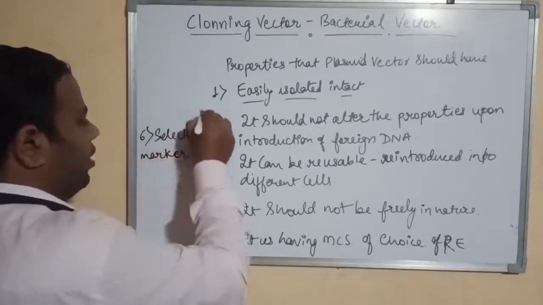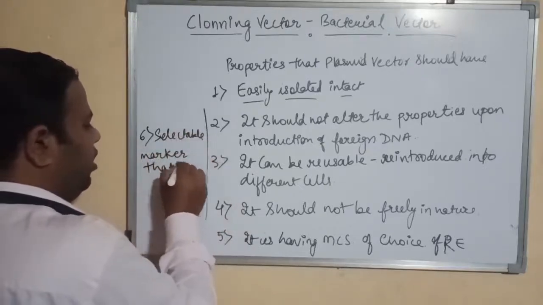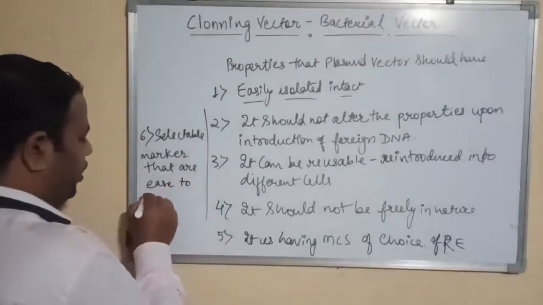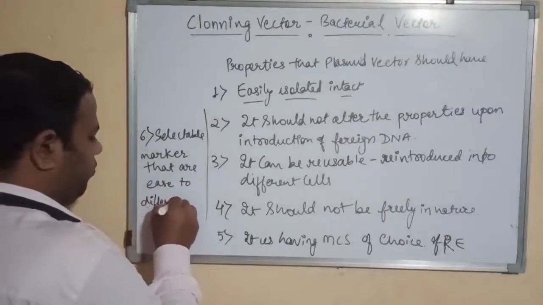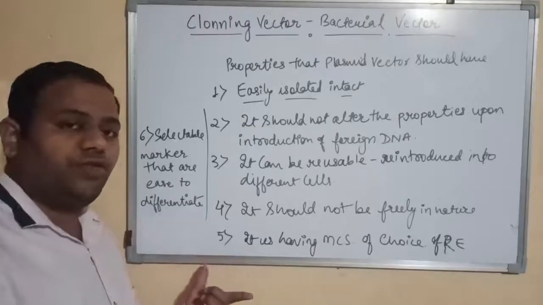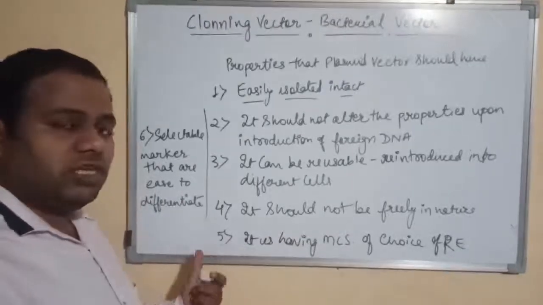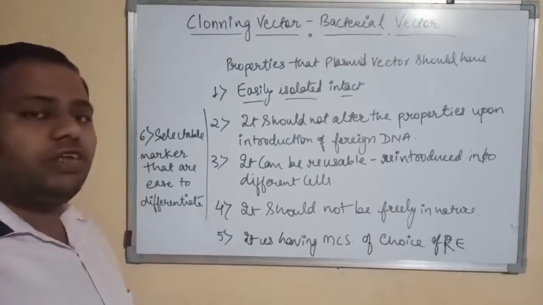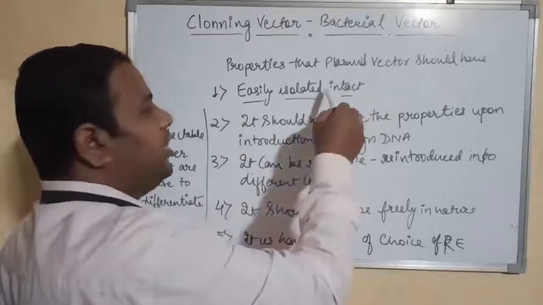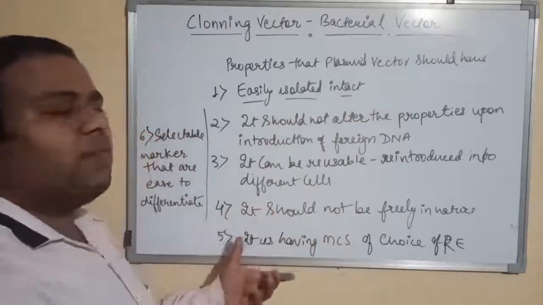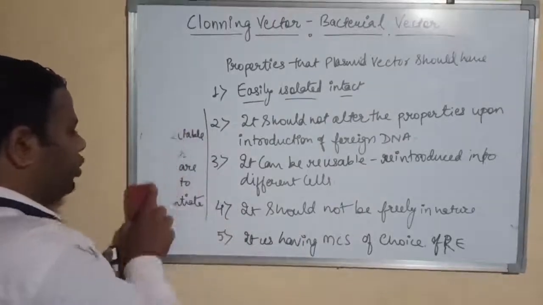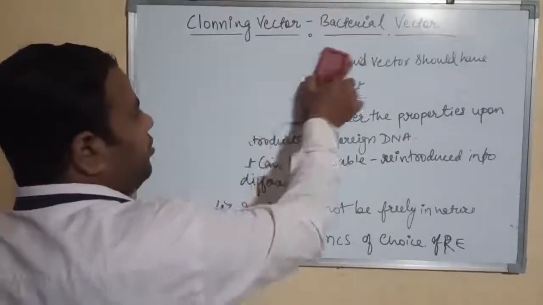It should have selectable markers that are easy to differentiate. Means we should be able to differentiate between the two types of cell, the one which is transformed and another which is non-transformed cells. So these were the different properties of a plasmid vector that we should have in order to use that plasmid as a vector successfully.